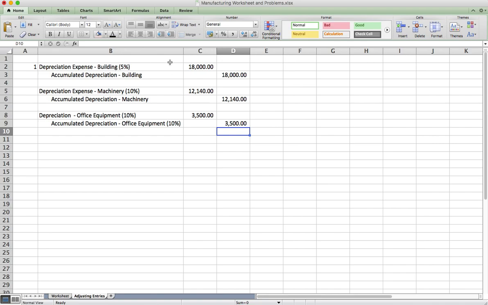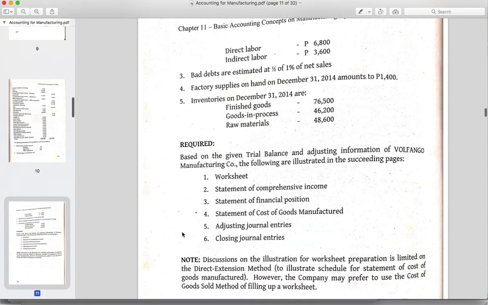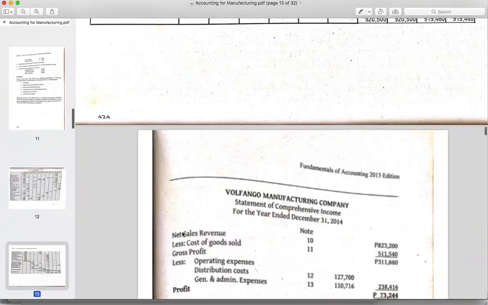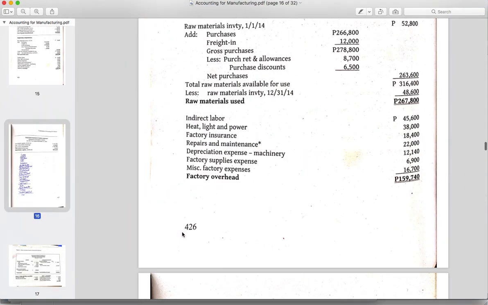Depreciation expense, building, debit 18,000. Accumulated depreciation 18,000. And then machinery 12,140. And equipment, office equipment 3,500. Now let's check the book if it's the same. Nasaan na yung adjusting entries niya?